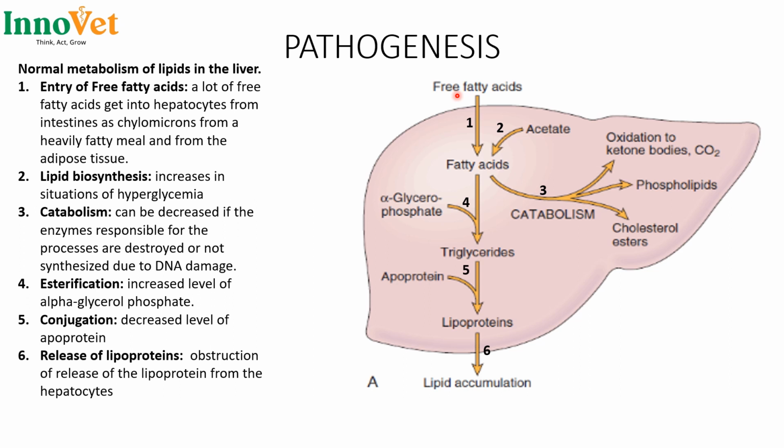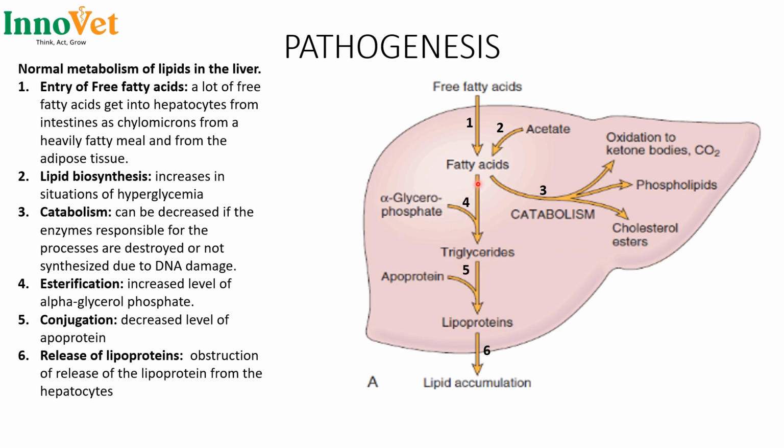From the intestines, they come in as chylomicrons from blood. Then that is step number 1. Then step number 2 shows biosynthesis of fatty acids. Of course, there are very many steps in here that are not shown. Then step number 3 is catabolism of these fatty acids, where they are converted to ketone bodies and carbon dioxide, and also to phospholipids and cholesterol esters.